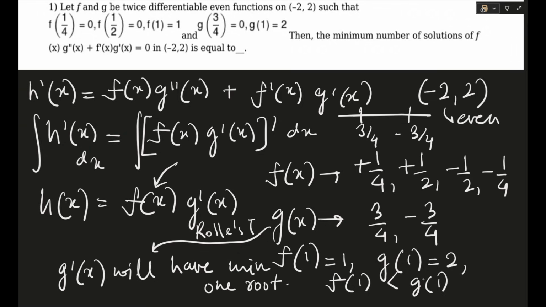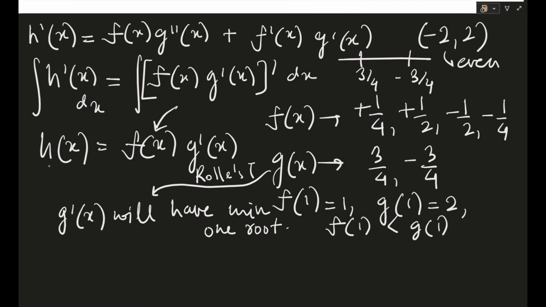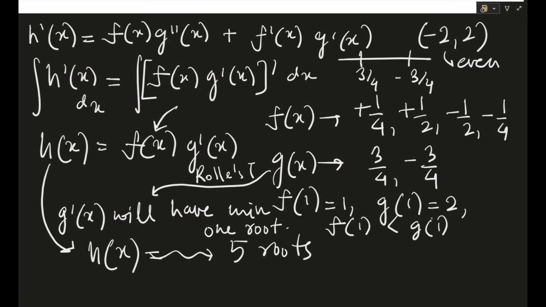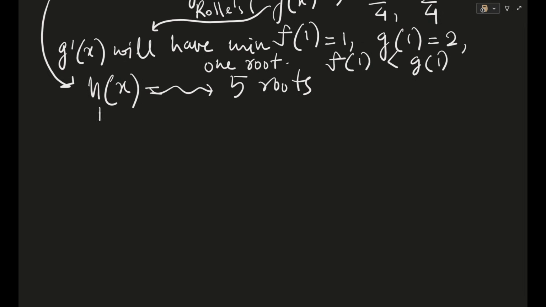Minimum one root. Okay. So from there we can say, because this thing has minimum one root and f of x has four roots, so we can say that your h of x will have five roots. So if h of x has five roots, applying Rolle's theorem to h of x once again, we obtain h dash x, and that is actually our target expression.